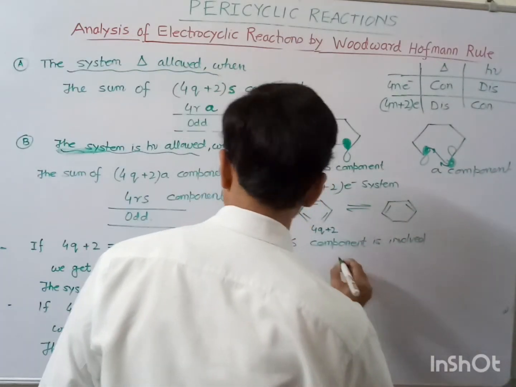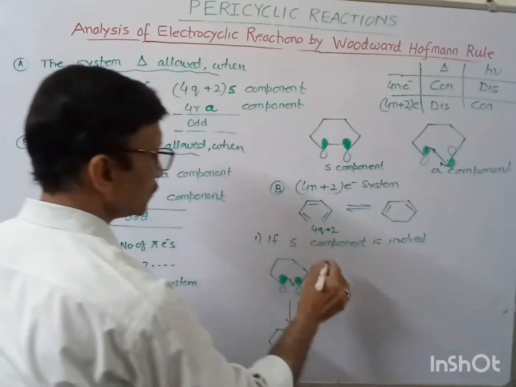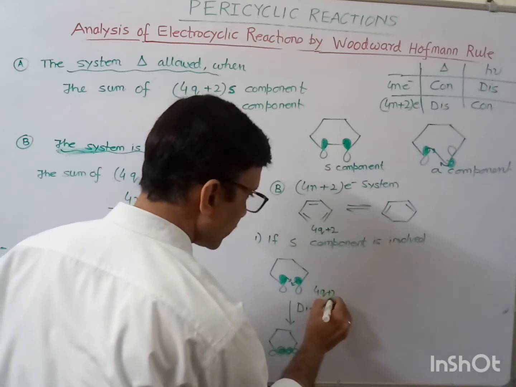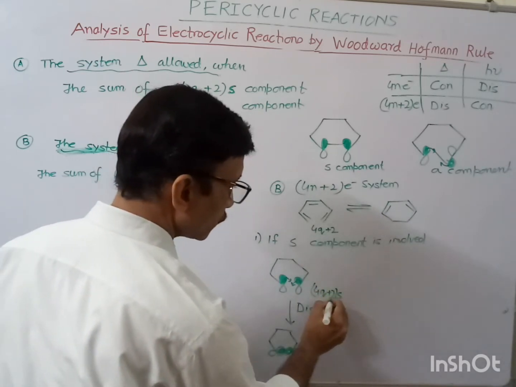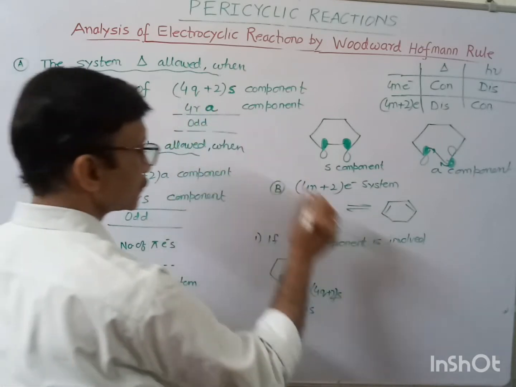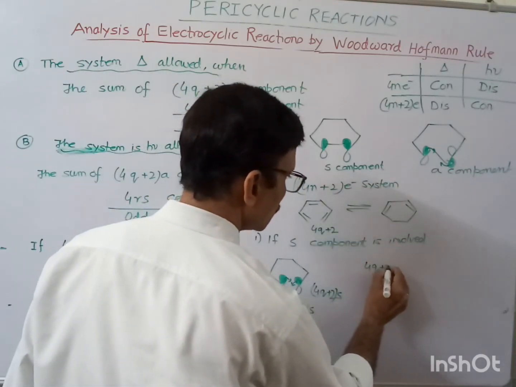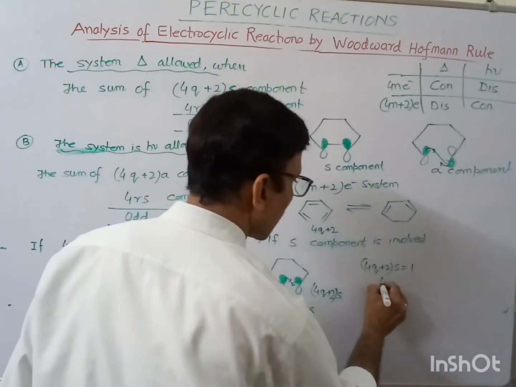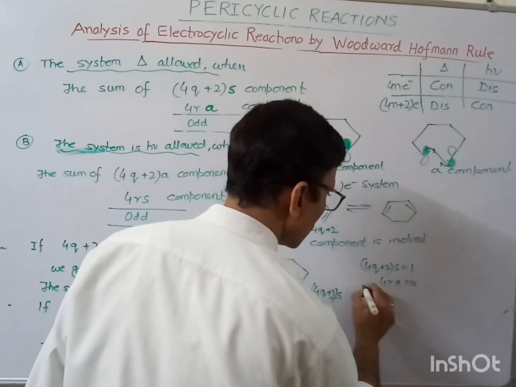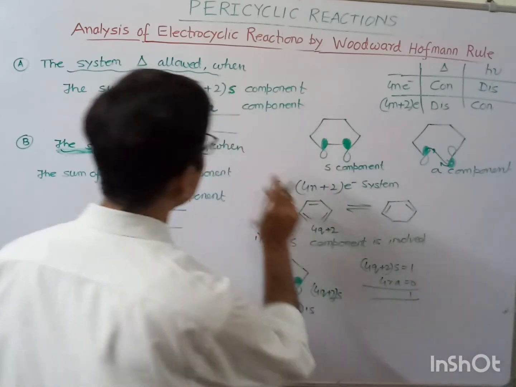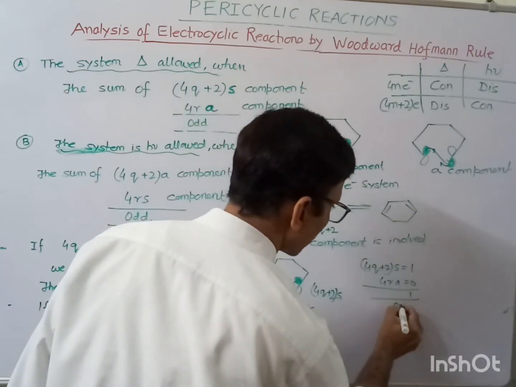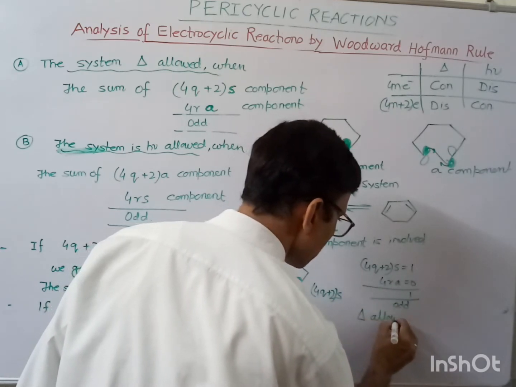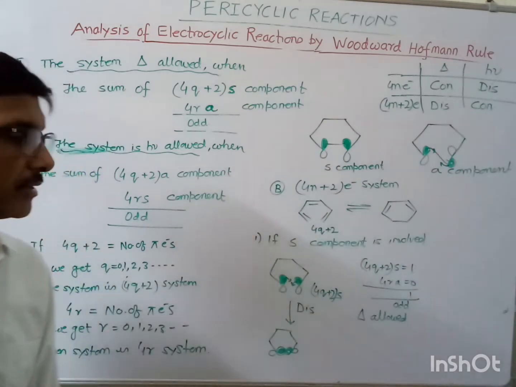Okay, so under thermal condition we should check the sum of these two components. What kind of component is it now? It is the 4q plus 2s component. Now this 4q plus 2s is equal to 1 over here. 4Ra is 0. So it comes out to be 1, and 1 is odd. So if it is odd, it means this is thermally allowed.